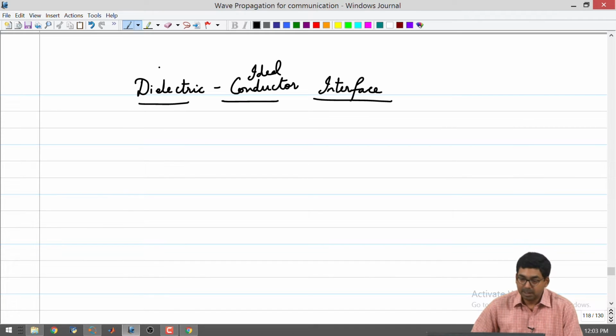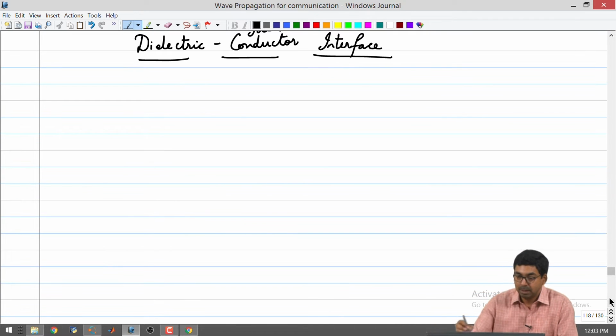So the objective of this lecture is very similar to the objectives that we had for the prior lecture for dielectric. That is, we want to calculate the transmission and the reflection coefficients, and we want to make some inferences. Now I will draw the geometry that I want to consider first, and then I will make a few points and then we will proceed to the actual derivation.